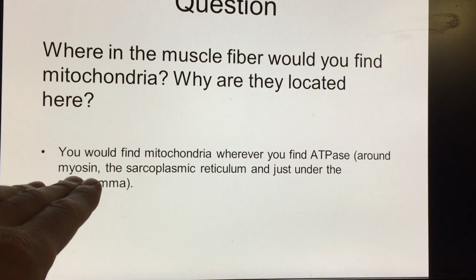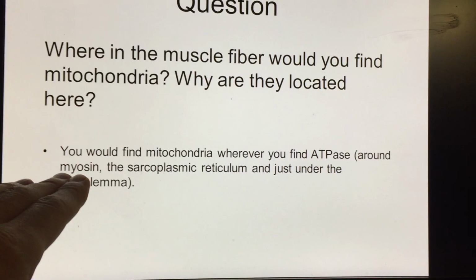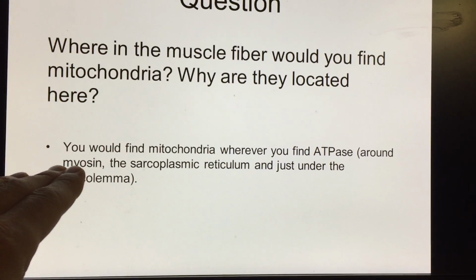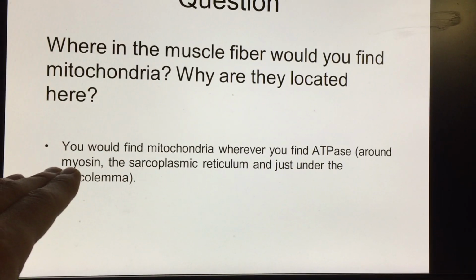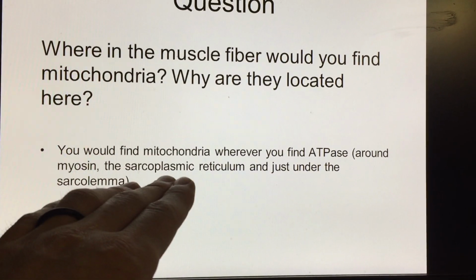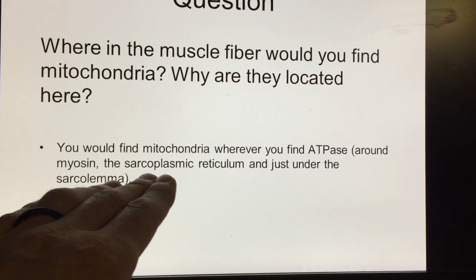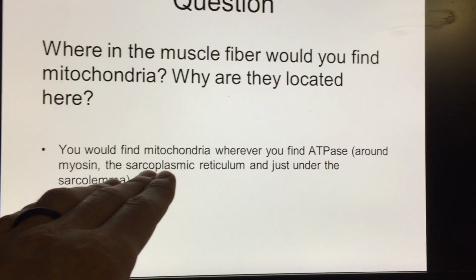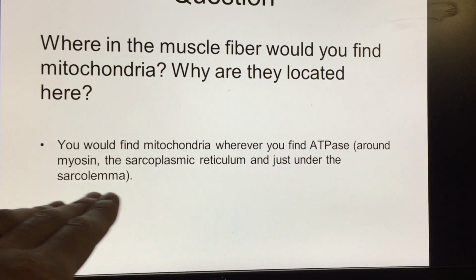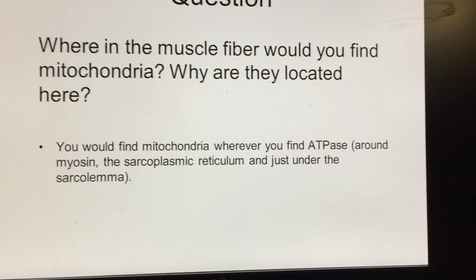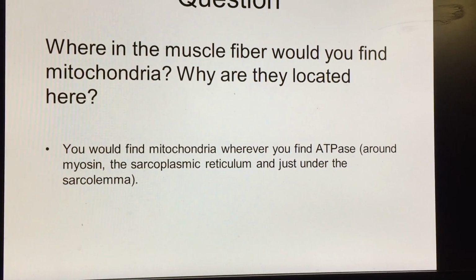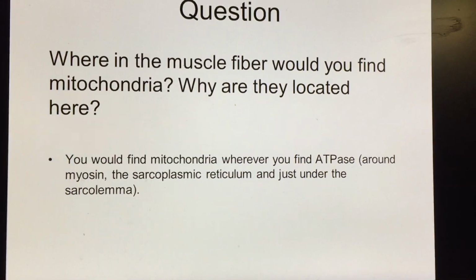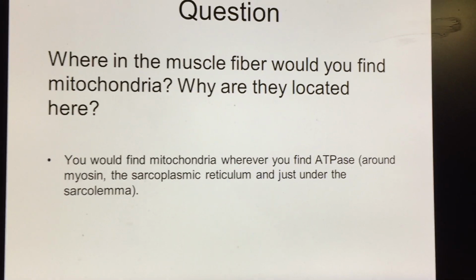So at the myosin, you're using ATP to activate myosin to cause contraction. You know, myosin has to bind with actin, and you need breakdown of ATP. Sarcoplasmic reticulum, in recovery, you have to break down ATP to pump calcium back in. And then at the sarcolemma, you need to break down ATP in recovery to pump sodium out of the muscle fiber membrane and potassium back into the muscle fiber.